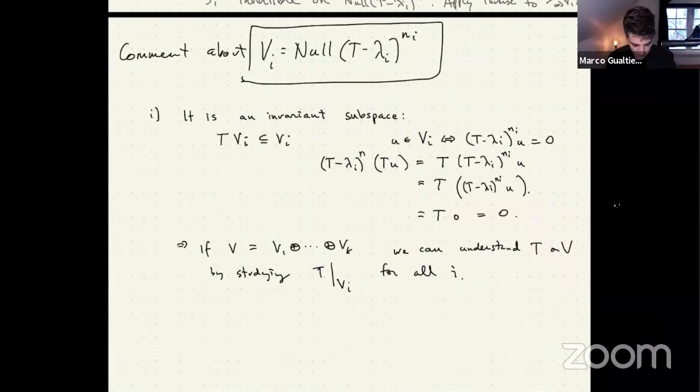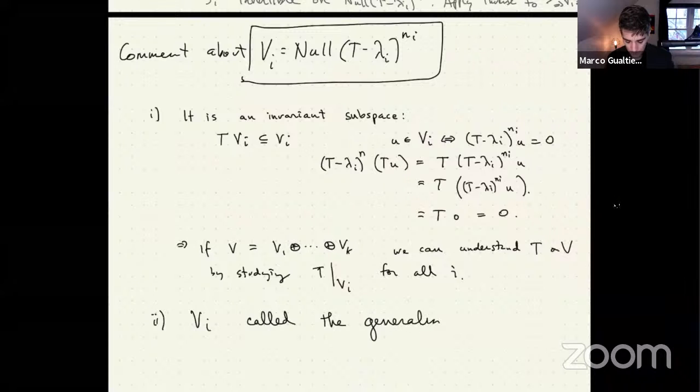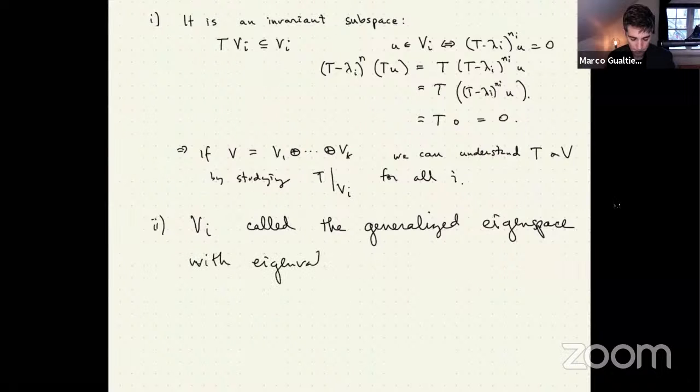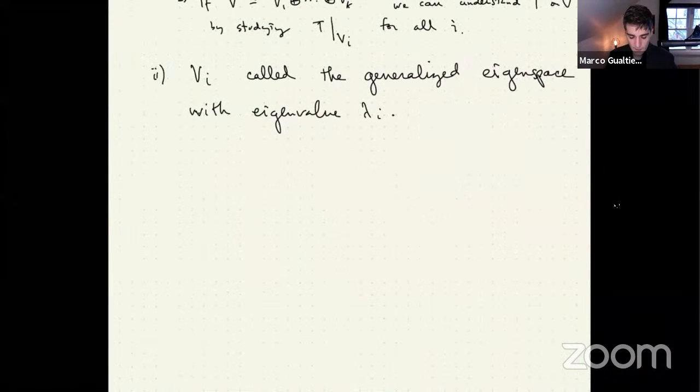Now, this Vi is called the generalized eigenspace of T with eigenvalue lambda i. Okay, so why is that?